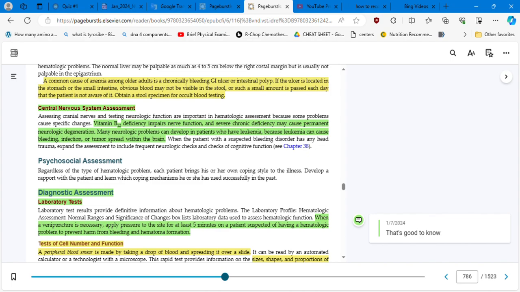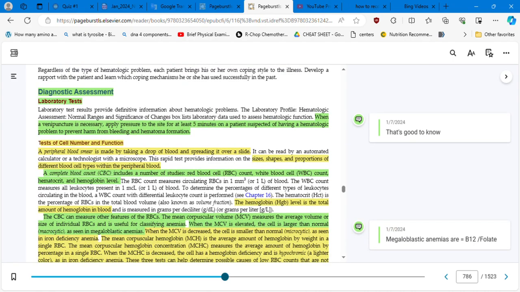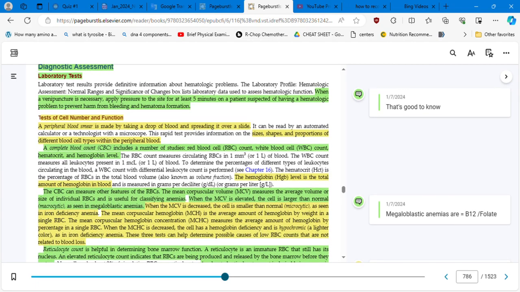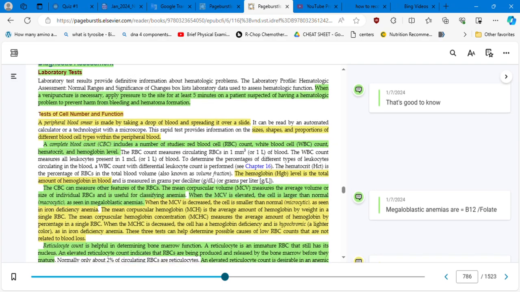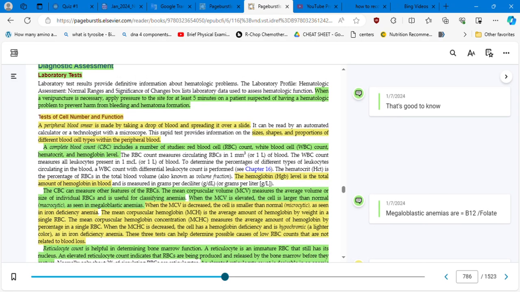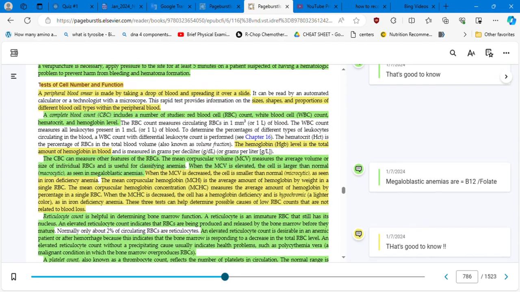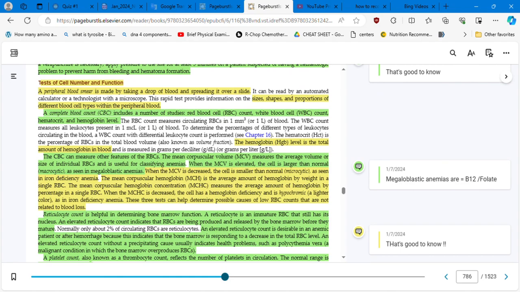Psychosocial assessment, diagnostic tests. If venipuncture is necessary, apply pressure to the site for at least 5 minutes, especially if the patient has a history of thrombocytopenia. Tests of cell number and function. And that's good to know, right? If you have a patient that is having a problem with any type of blood, you have to apply pressure. A peripheral blood smear is made by taking a drop of blood and spreading it over a slide. That's how a peripheral blood smear is conducted.